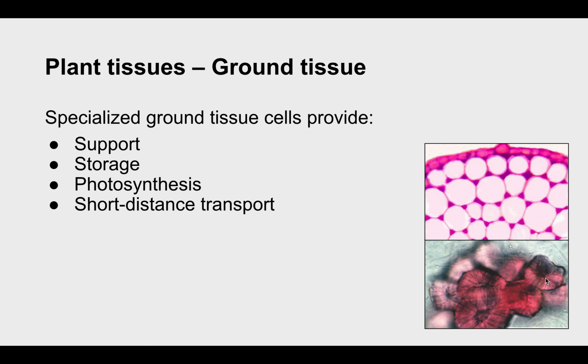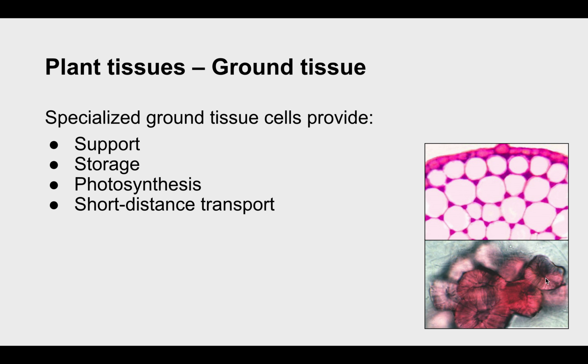Ground tissue. What is the purpose of ground tissue? We seem to be lumping in everything other than dermal or vascular tissues. But they do have very important functions. They can provide support for the plant, so keep the plant standing upright. They can help in storage. A lot of times we're going to store a lot of things. If you think about the carrot, most of the cells in carrots are going to be ground tissue storing nutrients.